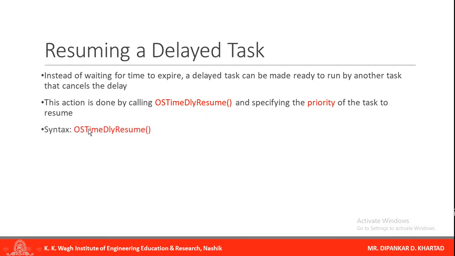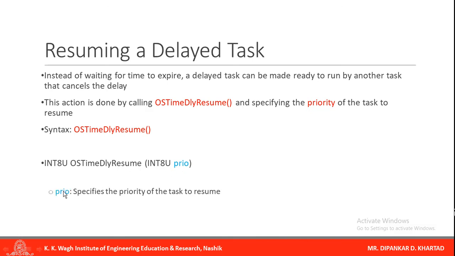The syntax is simple: OS time delay resume. Again, the argument you have to pass is the priority. In OS time delay resume, you have to define the priority, which specifies the priority of the task to resume. So this is how we will use resuming a delayed task.